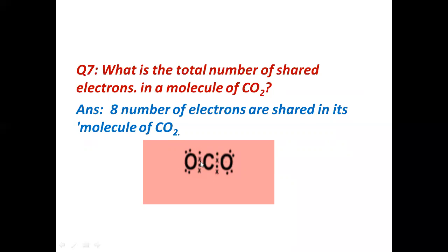4 at one side and 4 at the other side. Total 8 electrons are there, and each will make double bonds. You can see this pair will make one bond and this pair will make another bond, so a double bond at this side and a double bond at this side. It means that carbon is making a double bond with each oxygen atom, a double bond with this oxygen atom and a double bond with that oxygen atom. And in total they share 8 electrons.